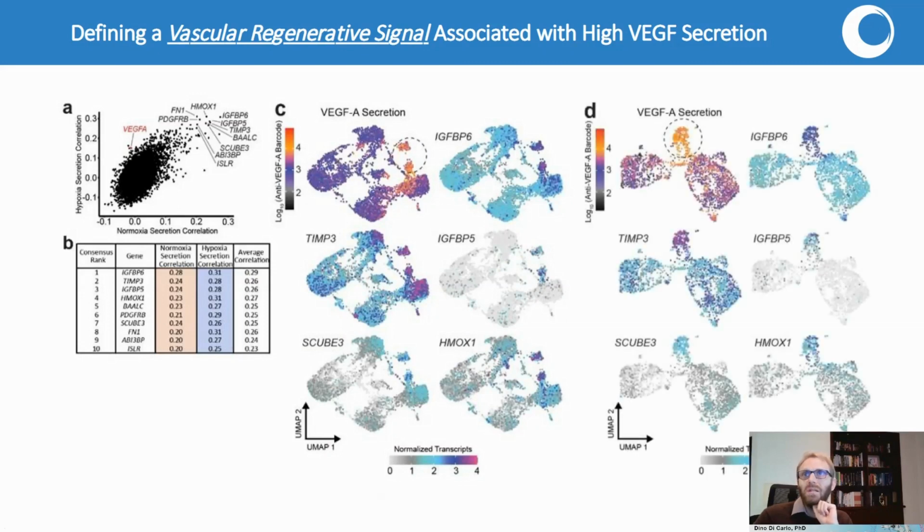We also repeated this experiment. This is just another set of normoxic cells, and again, we found this high VEGF secreting population. This is showing the VEGF barcode. Again, the subpopulation here has high VEGF secretion, and it also correlates with these specific transcripts. So this is a very repeatable result.